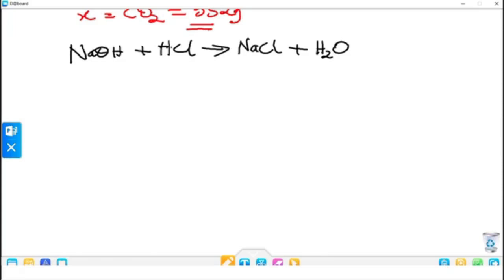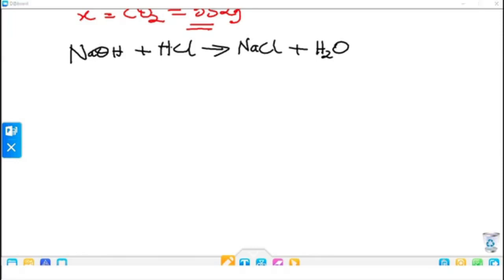Sodium is 1 at the left, 1 at the right. Oxygen is 1 at the left, 1 at the right. Hydrogen is 2 at the left, 2 at the right. Chlorine is 1 left, 1 right. So the equation is balanced. Since the equation is balanced, we don't need any balancing. So we just proceed to solving the question.